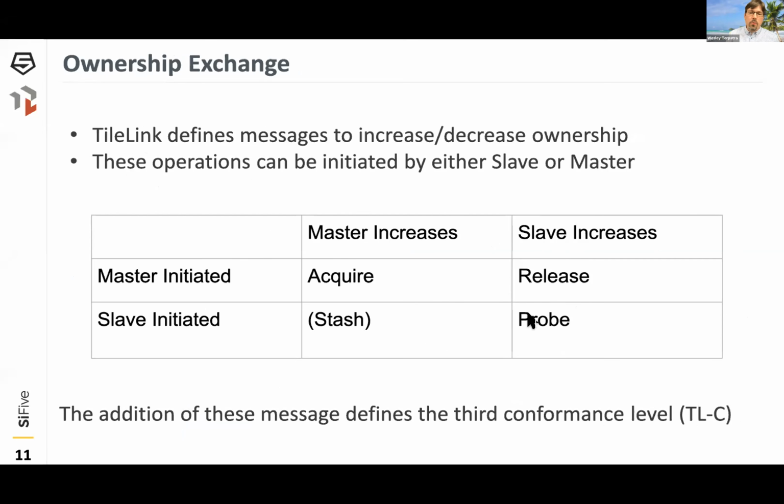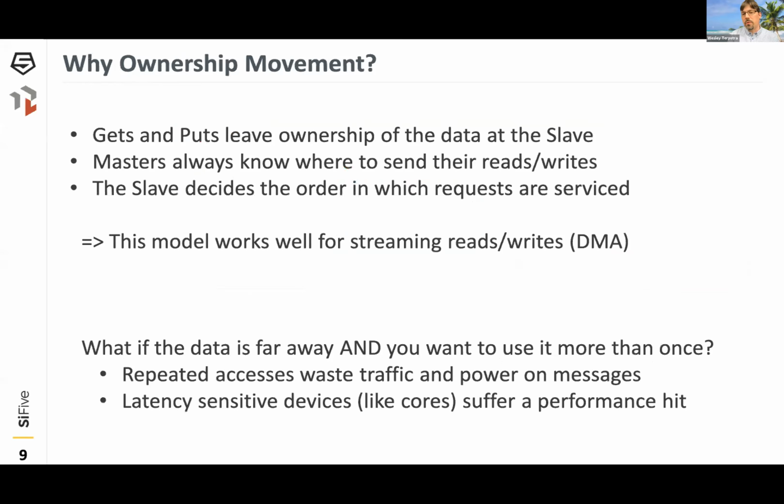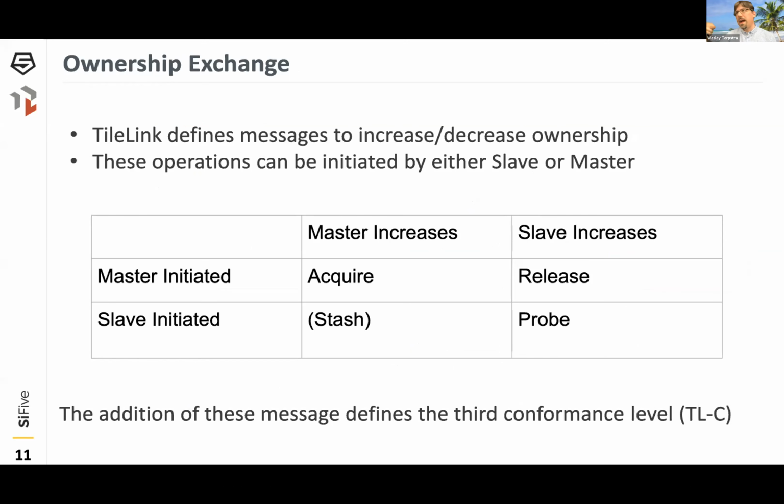Another really important one is probes. This is where you have an interconnect. So like, for example, this router here, say, and one core takes the block and the other core wants to perform an access. So you ask the router for it. The router has to be able to get it back. So that's the probe. So that you can send a request back to a master and be like, hey, give me that block back. So the slave can recover its ownership.